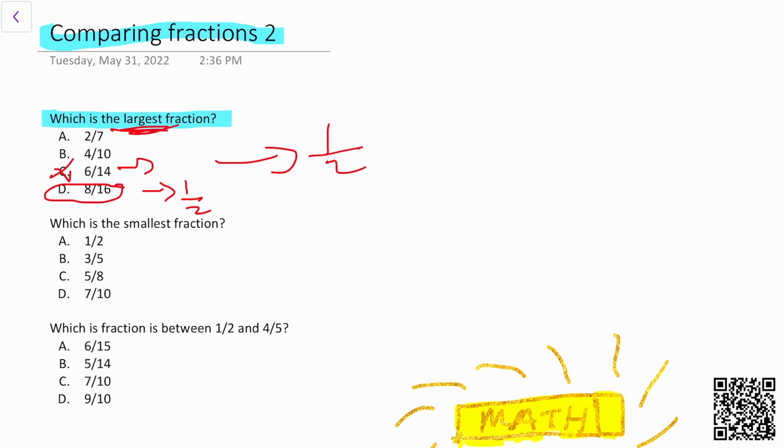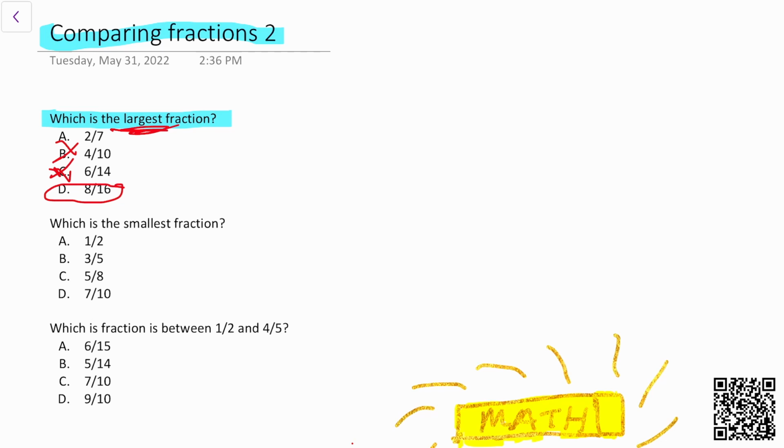Now let's look at B. B is 4/10, and everyone knows 10 divided by 2 is 5. So if you had this as a 5, then it would be right there. But it's not a 5, it's a 4. So that means this is less than half as well, which is less than D, because D is half. And so, following that, B is also out.